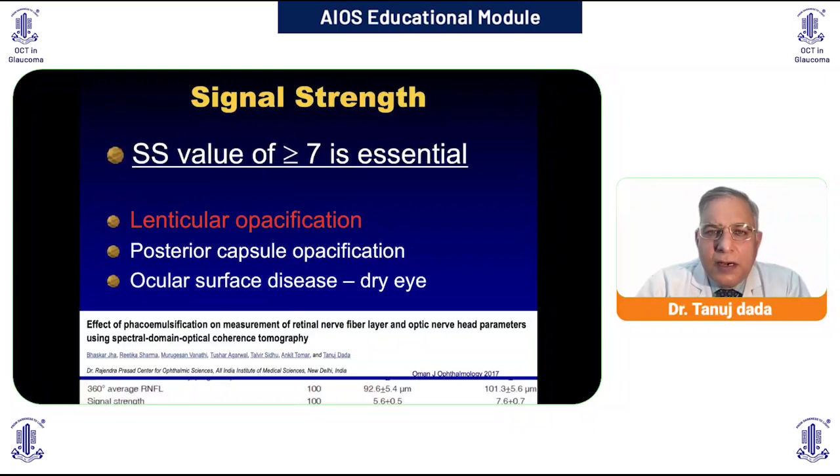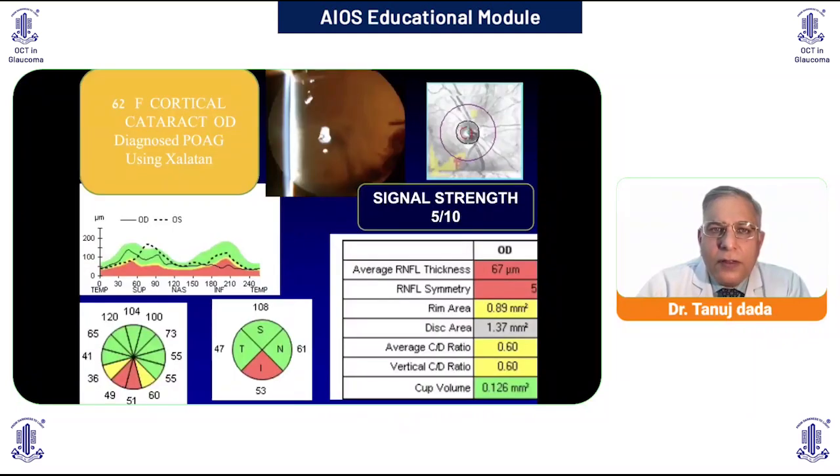This has already been covered, but again to highlight, any media opacity or dry eye can reduce the signal strength, and there is a different cutoff for different machines that you should be aware of. So this was one of my early patients referred to me, and you can see the patient was diagnosed as glaucoma and using Xalatan, and there is a well-defined inferior retinal nerve fiber layer defect on the OCT, and signal strength is 5 out of 10. So inferior RNFL defect, very nicely visible.